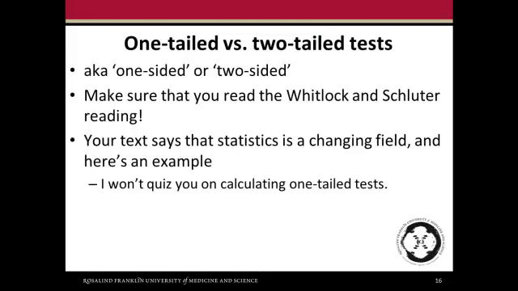In the first chapter of the textbook, it talks about that statistics is a changing field, and this is an example. I won't quiz you on calculating one-tailed tests, but it is important that you understand why there's a little bit of debate on this issue. And we're going to go through an example.